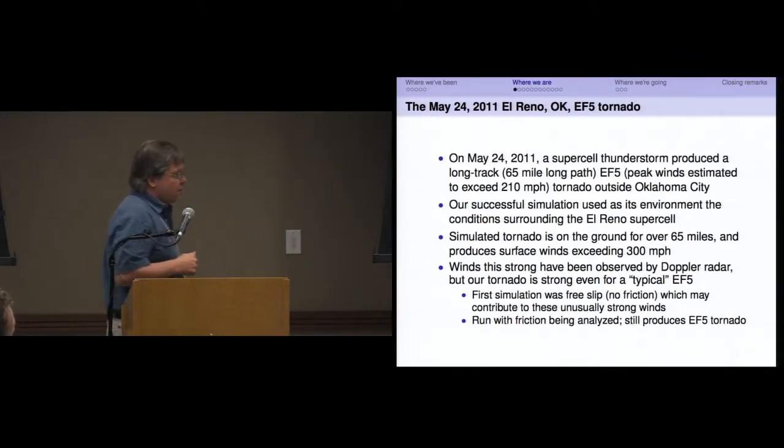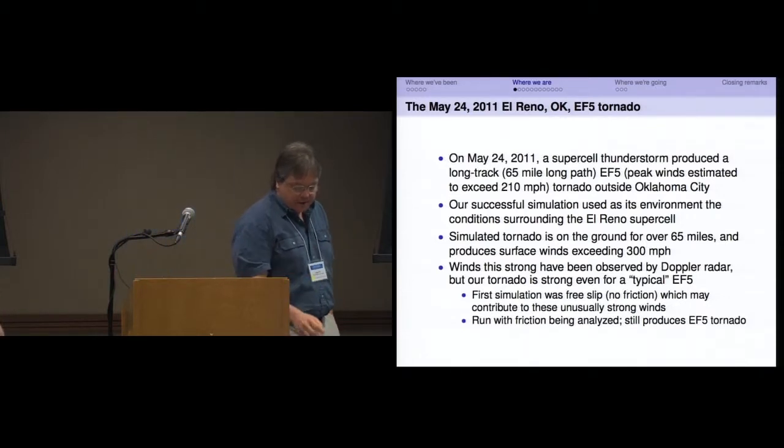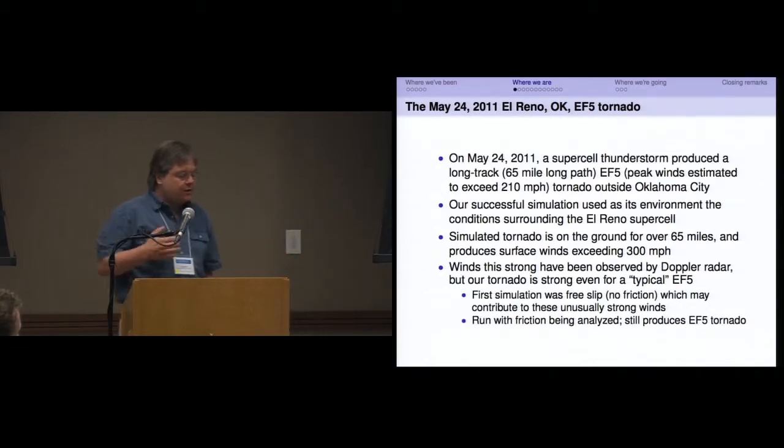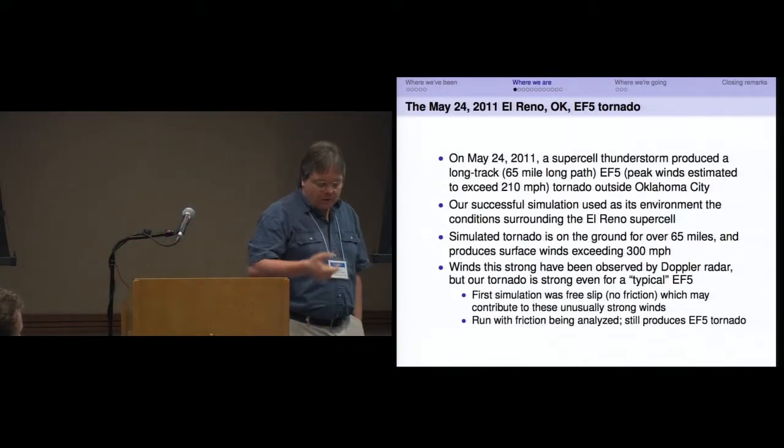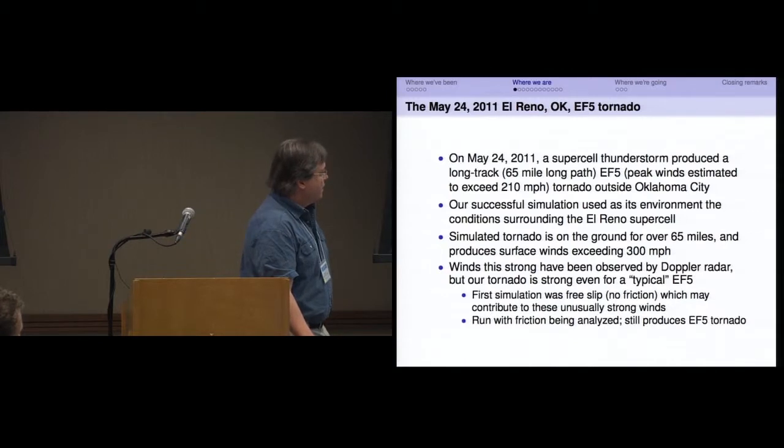There have been Doppler radar observations that have shown winds up to 300 miles an hour, so we don't think this is off the charts. However, this is a friction-free run, and we tried a lot of different things, scaling back and simplifying. One of the things we did was turn friction off at one point, and this actually seemed to lead to a good result.